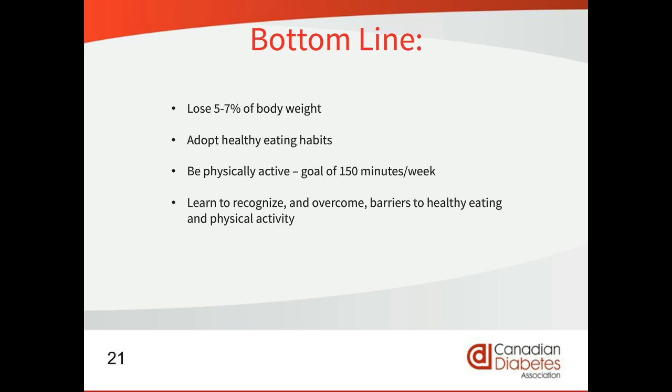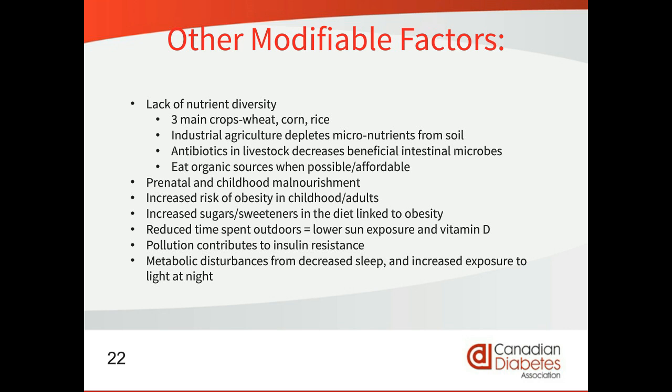But the biggest problem is to recognize what's stopping you from changing your habits to try and reduce the impact of this disease. So you have to ask yourself those personal questions. There are other modifiable factors, and one of them is nutrient diversity. Worldwide, the three main crops that tend to feed us are wheat, corn, and rice, and that's not a lot of phytonutrient diversity in those alone.